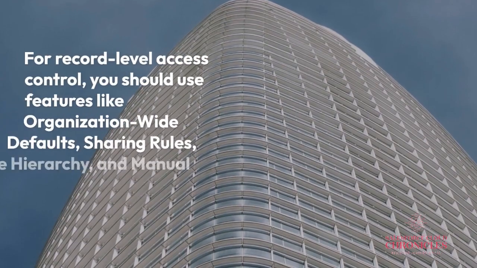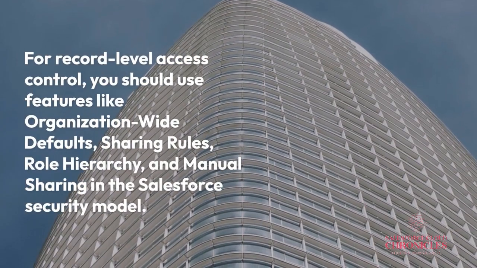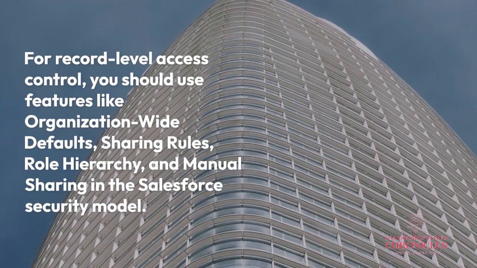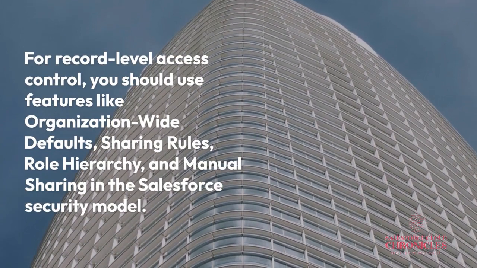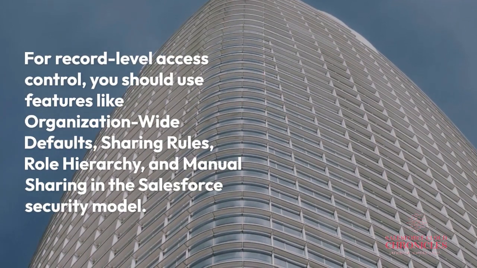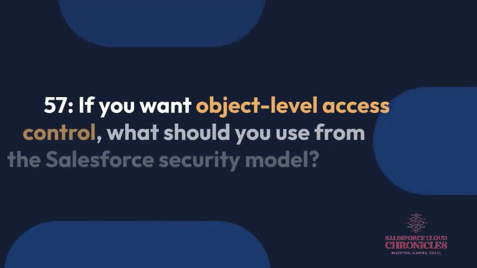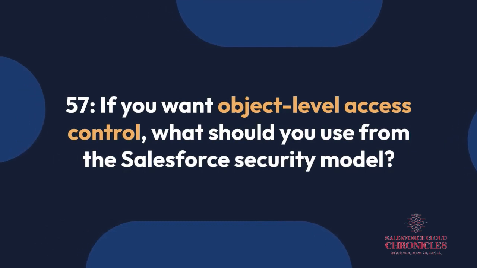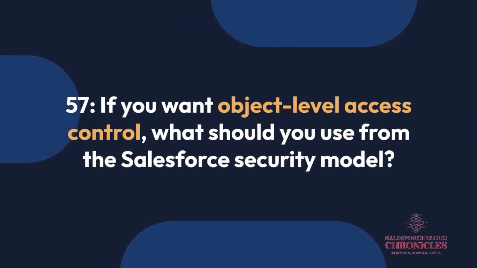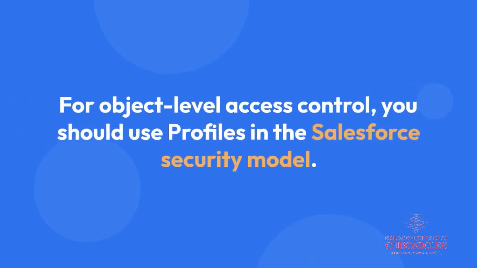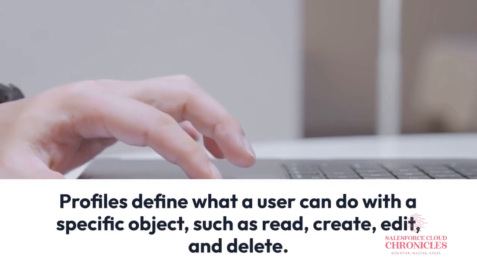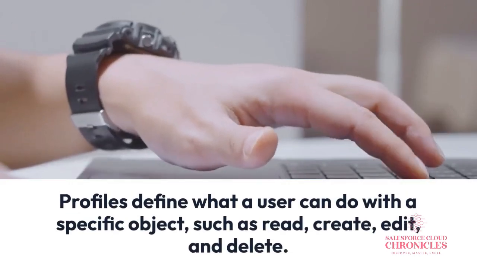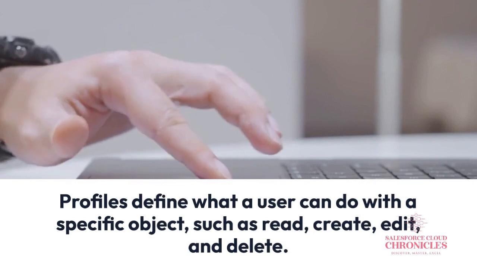For record-level access control, you should use features like organization-wide defaults, sharing rules, role hierarchy, and manual sharing in the Salesforce security model. Question 57. If you want object-level access control, what should you use from the Salesforce security model? For object-level access control, you should use profiles in the Salesforce security model. Profiles define what a user can do with a specific object, such as read, create, edit, and delete.